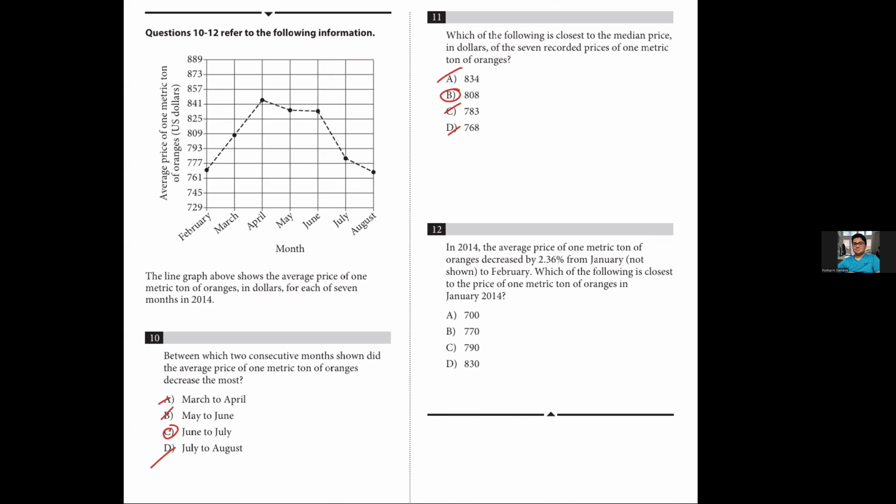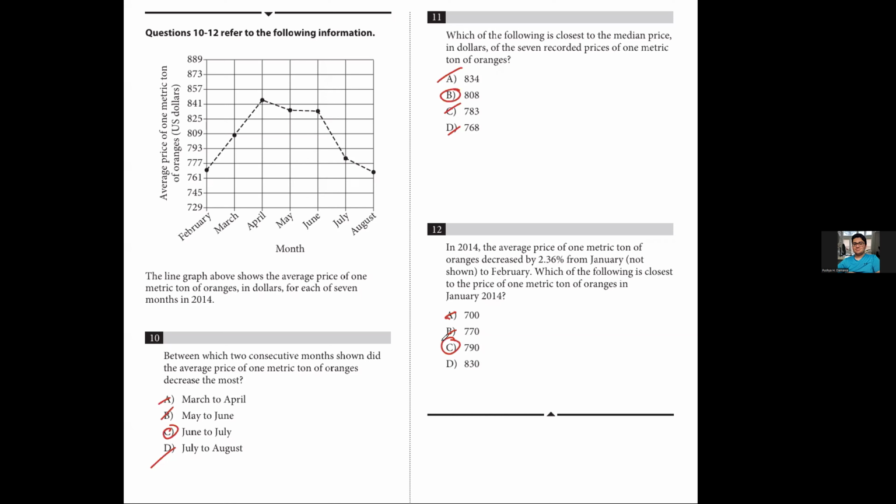Okay, so for question 12, the average price decreases by 2.36% from January to February. Which of the following is closest to the price of 1 metric ton of oranges in January? Well, if it decreased from January to February, that means January has to be greater than February in terms of price. So it can't be A or B, because A is lower and B is about the same. So that leaves us with options C and D.